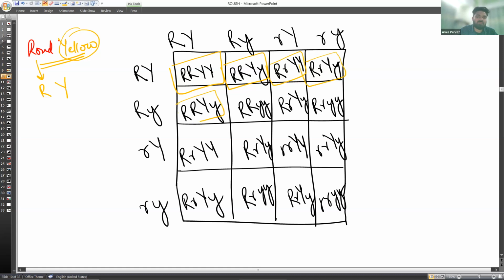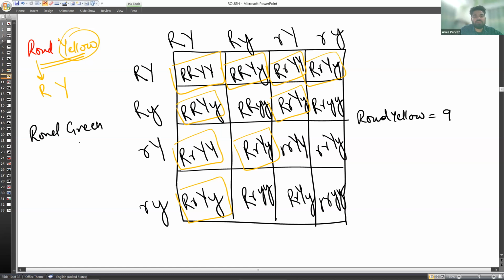All are going to have this one. This is also going to have one capital R and capital Y. This is also going to have one capital R and capital Y. This is also going to have one capital R, capital Y. This is also going to have capital R and capital Y. These all are 9 shapes. 9 are going to have these genes, and if these genes are present, then they will give you round yellow. So how many round yellow are you going to get here? Tell me. The round yellow will be 9.